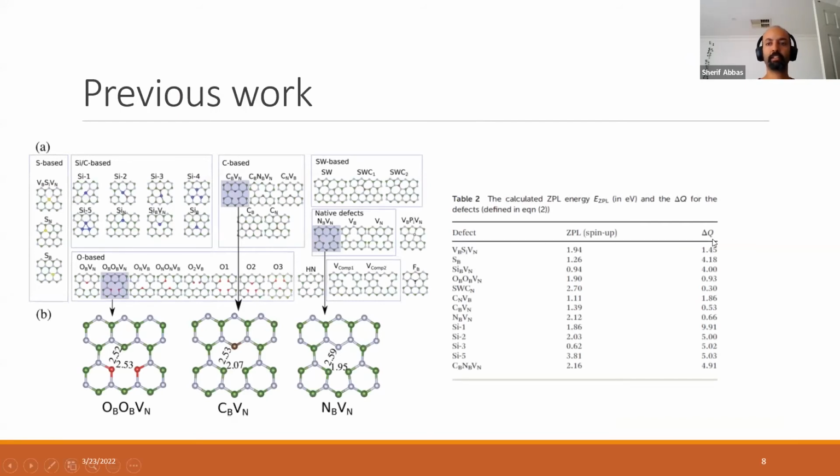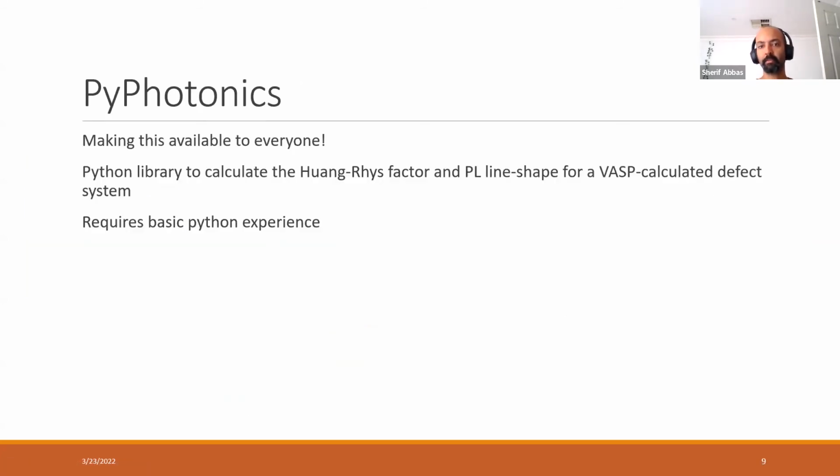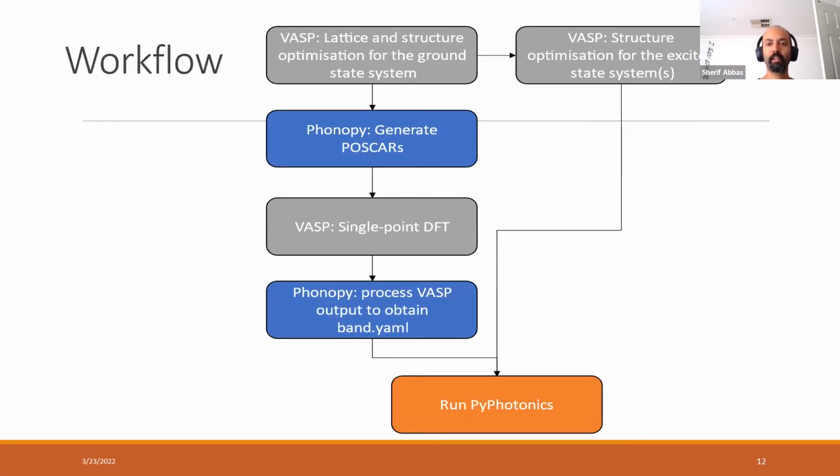It's a quantity that is calculated by summing the change in all the coordinates from ground to excited state, and the change in the total energy from the ground to the excited state, that is the ZPL. So the ZPL and the delta Q are both two quantities that are calculated in the PyPhotonics code. Okay, so we got these two now. So we have the lattice structure, we have the optimization for the excited states.